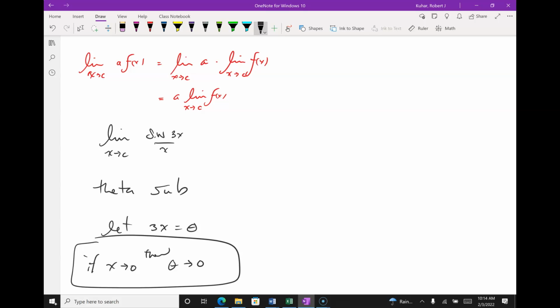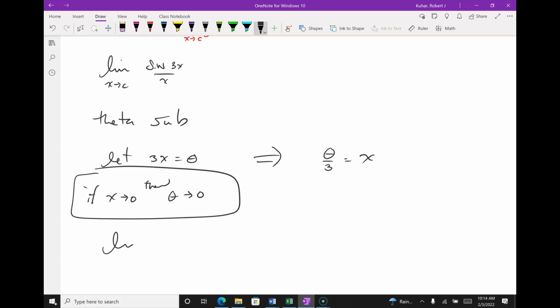Right? We agree with that? It's pretty obvious, right? Because they're equal, right? So then what do I get from 3x equals theta? I get theta over 3 equals x, right? So the limit as x goes to 0 of sine 3x over x is the same as the limit as theta goes to 0 of sine of theta over 3.